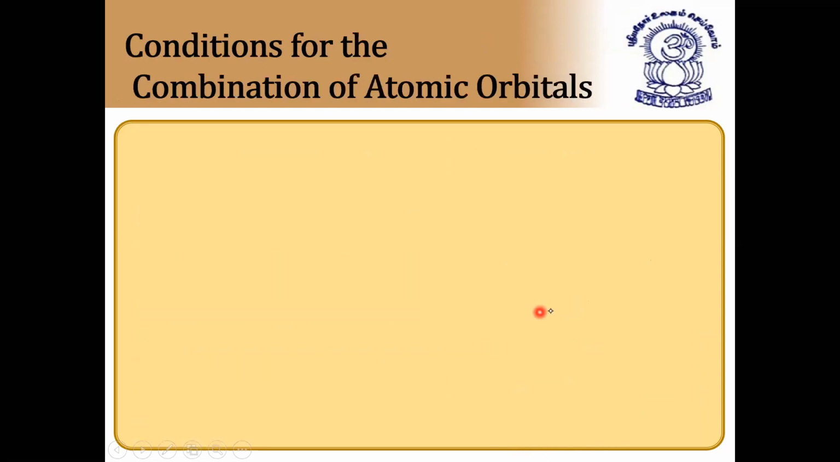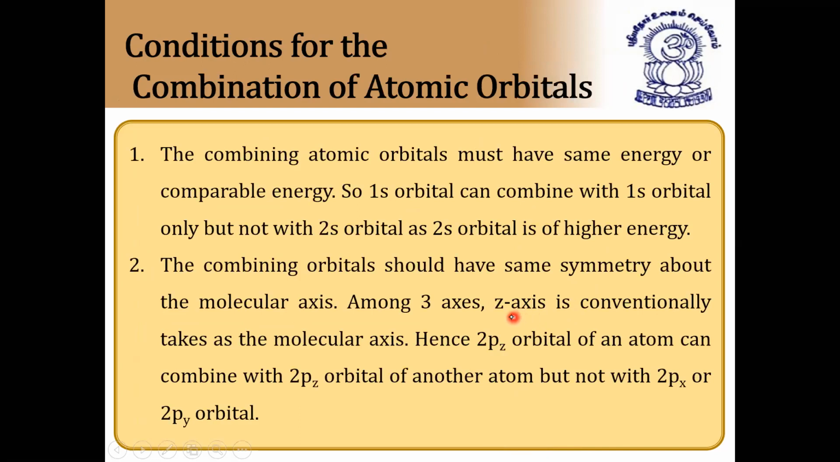Next, conditions for the combination of atomic orbitals. The combining atomic orbitals must have the same or comparable energy. So a 1s orbital can combine with a 1s orbital only, but not with a 2s orbital of higher energy. This is very important: the combining orbitals should have symmetry about the molecular axis. Among the three axes, the z-axis is conventionally taken as the molecular axis. Hence, a 2pz orbital of an atom can combine with a 2pz orbital of another atom, but not with 2px or 2py orbitals.